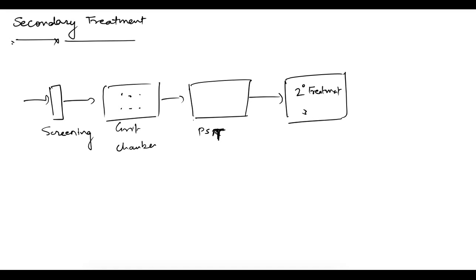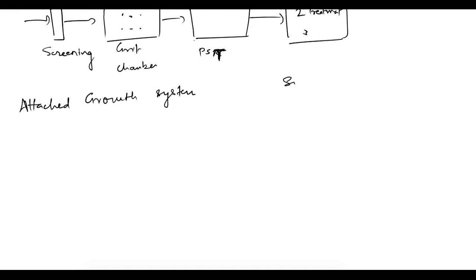So there is a basic classification. The secondary treatment is of two types. Either it is attached growth system, or it can be suspended growth system. So what is the difference between the two?